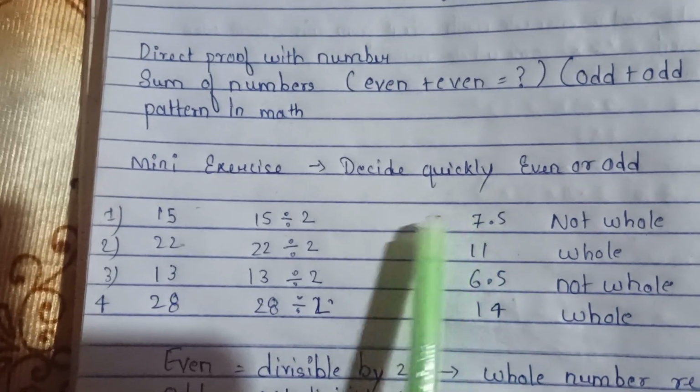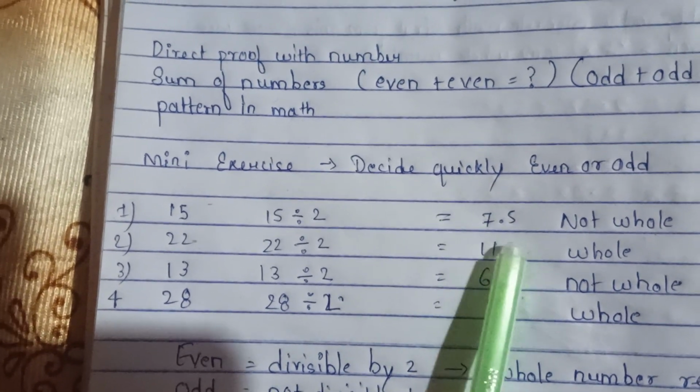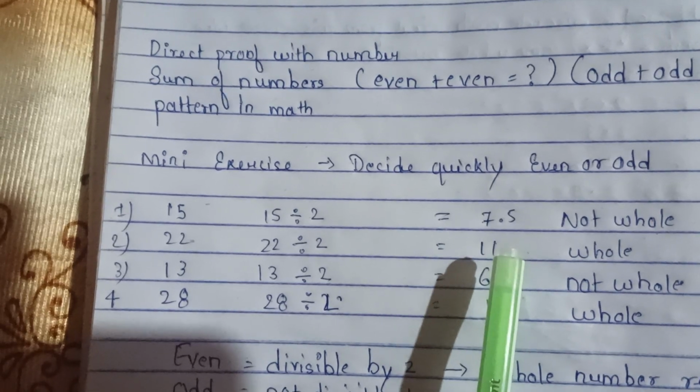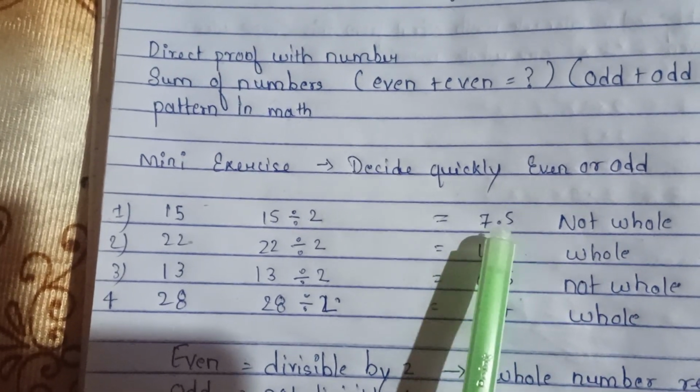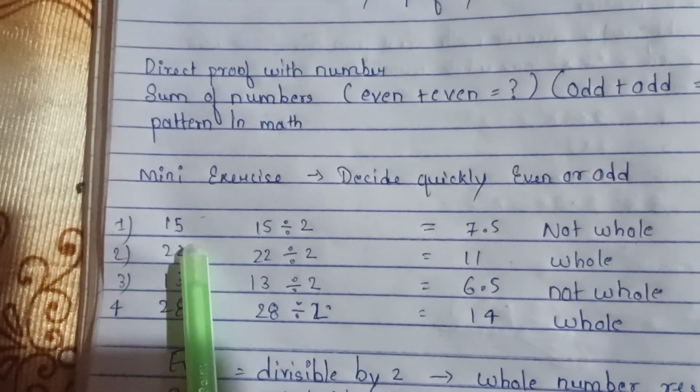But here's 11. 11 is an odd number, right? But how can you say it's even? Why are you telling it's even? Because we are not checking the result over here, we are checking the number.